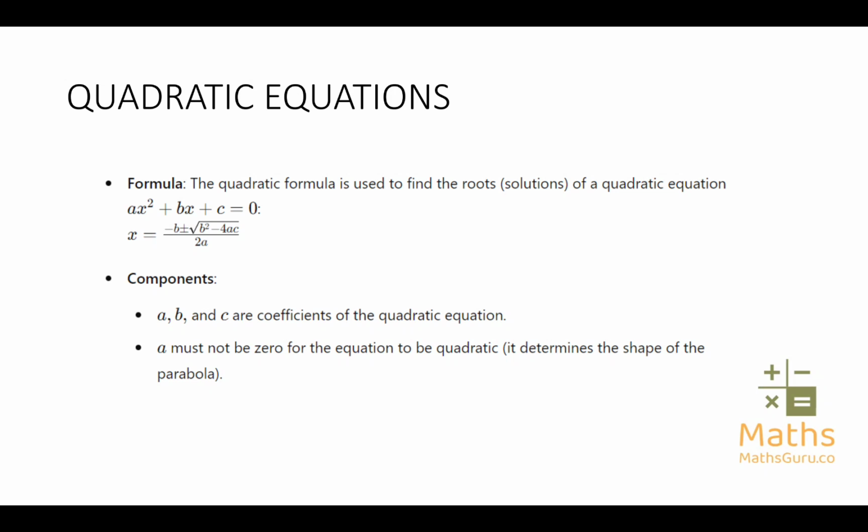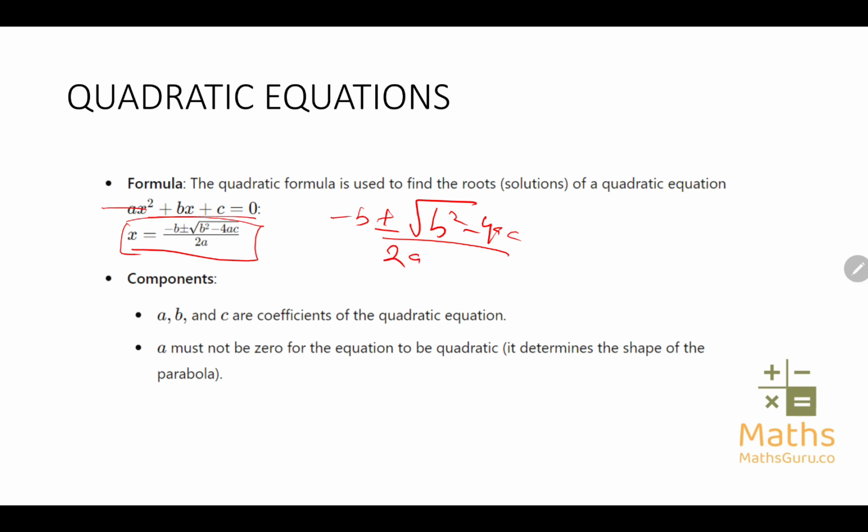Okay, so for a given quadratic equation ax square plus bx plus c, this is the quadratic formula to find the roots, or you can say the zeros, of this quadratic equation. It's minus b plus or minus the square root of b square minus 4ac, divided by 2a, right?